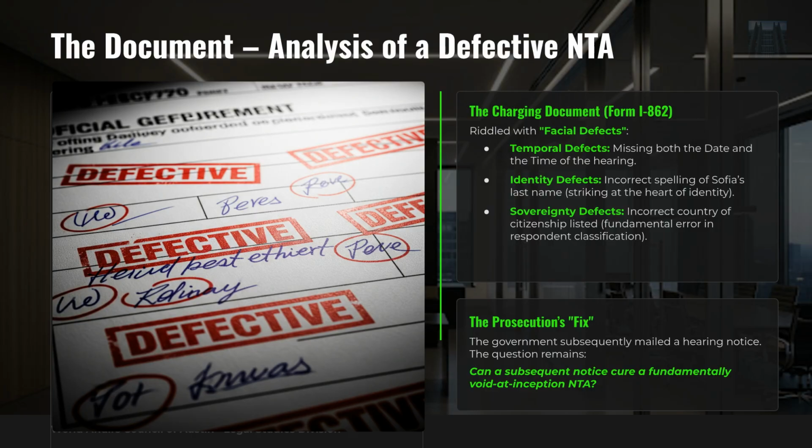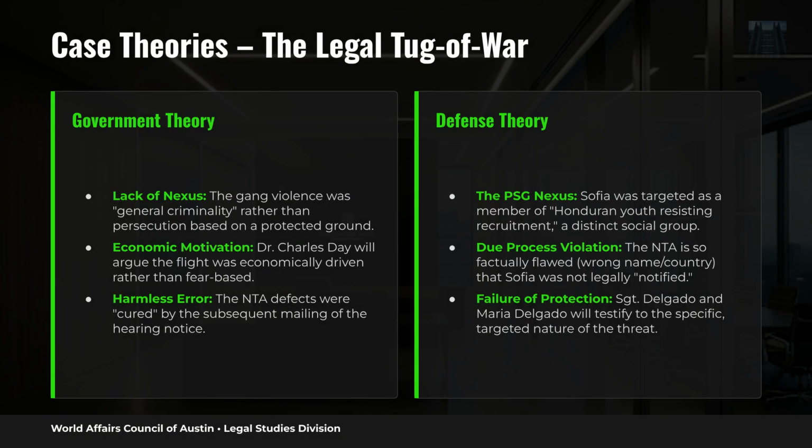The government's subsequent mailing of a hearing notice raises the key legal question: can a subsequent notice cure a fundamentally void NTA? The government's theory argues a lack of nexus, claiming the violence was general criminality, not persecution. They also cite economic motivation for flight and argue that the subsequent mailing of a notice cured the NTA defects, calling it a harmless error.